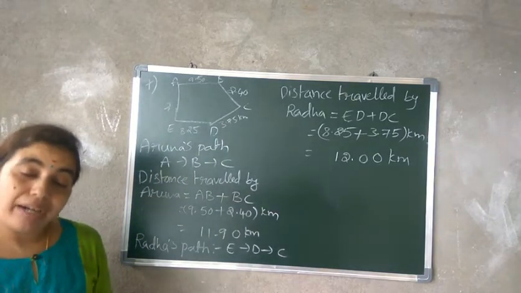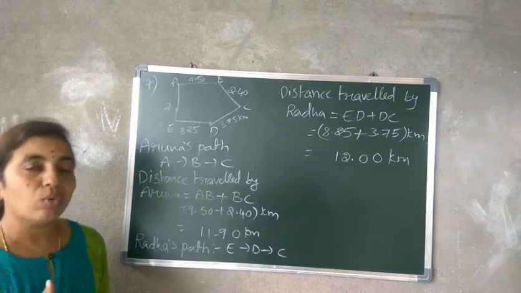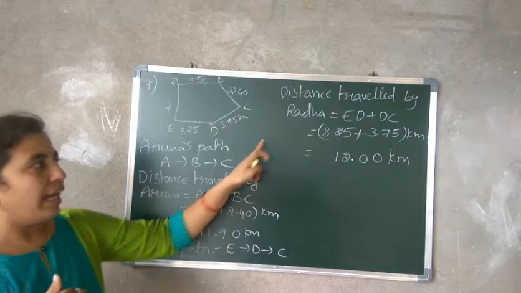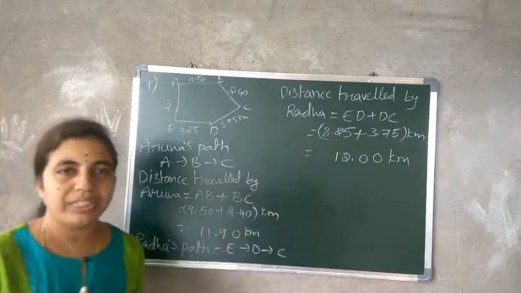So who travelled more, and by how much also we have to find. First, who travelled more? See, Aruna travelled 11.90 and Radha travelled 12. So which one is greater?